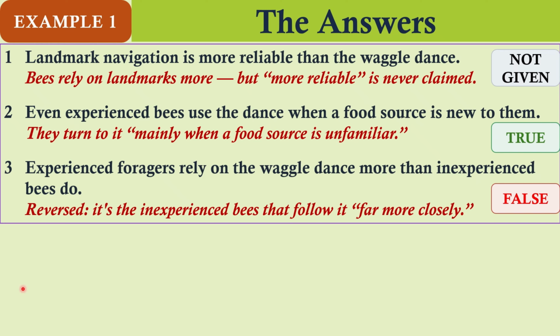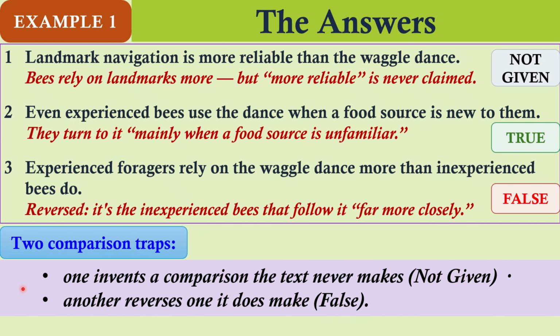Notice two of the most common traps in true, false, not given questions. In statement 1, the writer invents a comparison that the passage never makes. In statement 3, the comparison is reversed. Let's try one more example, this time with some different traps to watch out for.